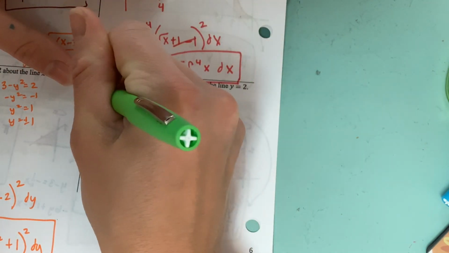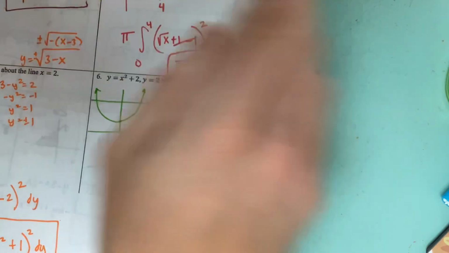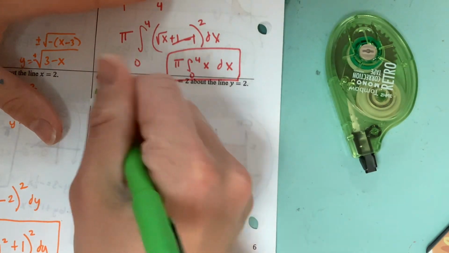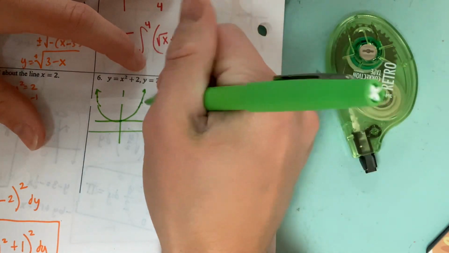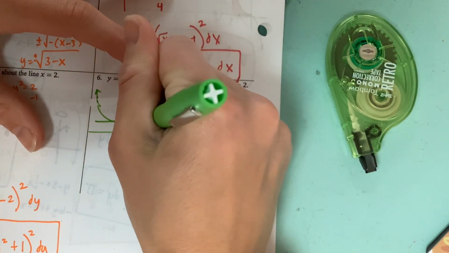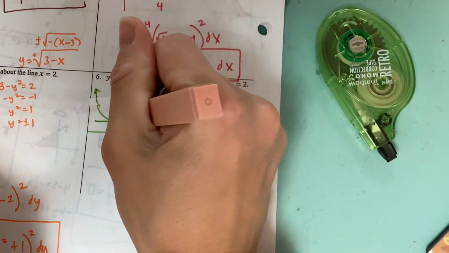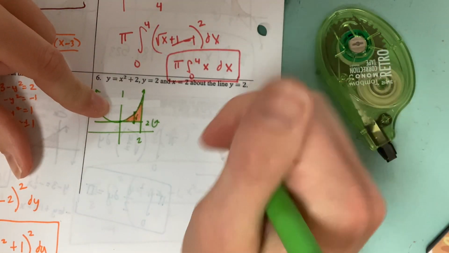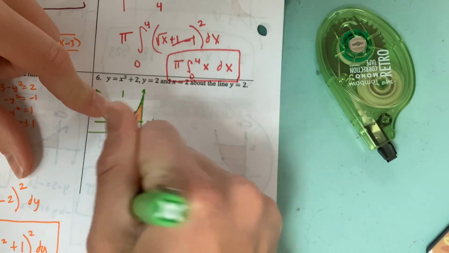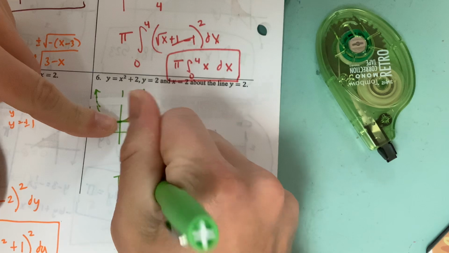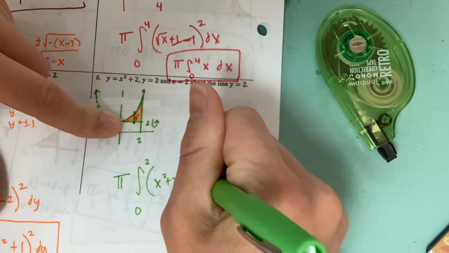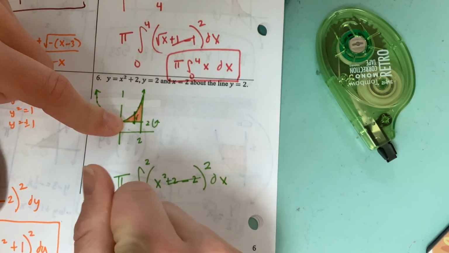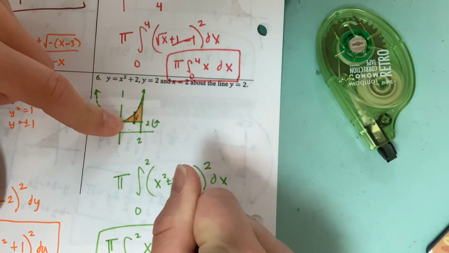All right, up to quadratic y equals 2. Oh wait, shoot, I drew that in the wrong spot. Y equals 2, x equals 2, and about the line y equals 2. So around this line right here. So my little region that's getting bounded is this little guy right here, and we're rotating it this way. So this is my little r. We are going in terms of x because we're perpendicular to the x. So pi from 0 to 2 of the function on top, which is x squared plus 2, minus the function on bottom, which is 2, squared dx. These 2's are going to end up canceling. So you could make that into this integral.